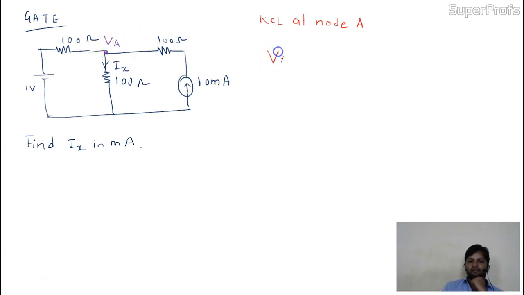Tell me. VA minus 1 minus 0, up to 0 only we have to go. Don't go like this again. Divide by 100. Is it okay? Now come again here, VA for this branch. Don't take this IX yet. We'll take it later. VA minus 0 divided by 100.